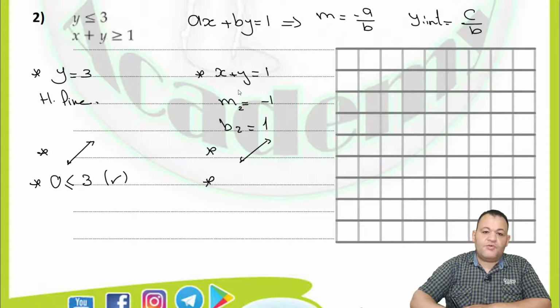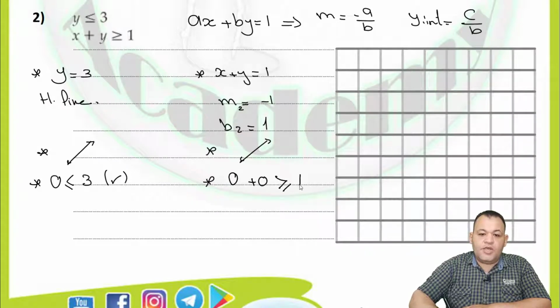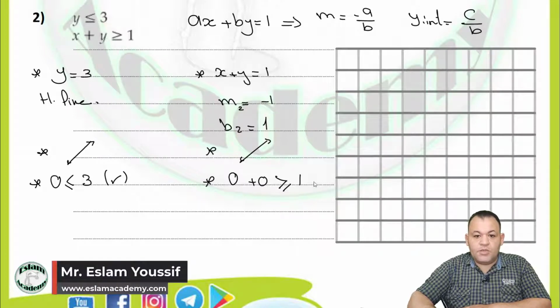Now step number 3 for the second one. Is 0 plus 0 greater than or equal to 1, by substitution in the inequality? So we have 0 plus 0 equals 0. Is 0 greater than or equal to 1? No. So the solution will be the part which doesn't contain the point (0, 0).